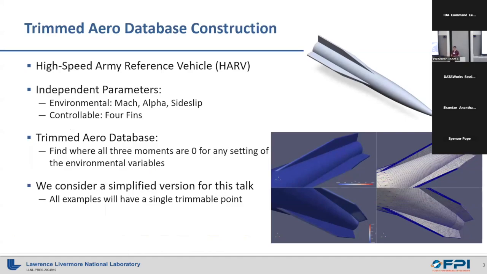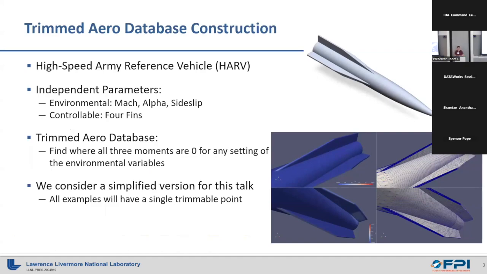This is the example vehicle that we're going to reference here. It's called the High-Speed Army Reference Vehicle, or the HARV. And we're going to look at mach, alpha, and side slip. Those are just the angles of the vehicle. And it has 4 controllable fins, as you can see in this nice little GIF over here.